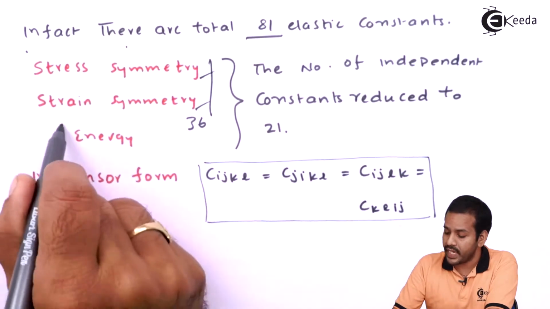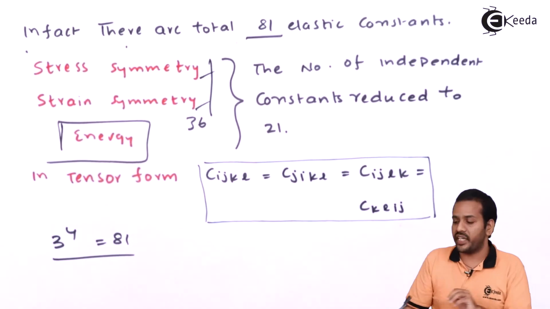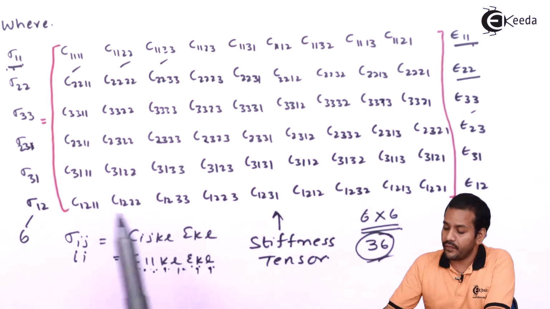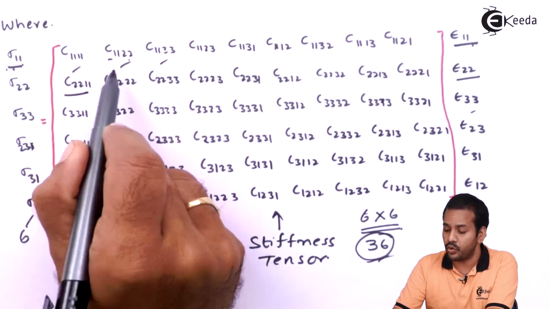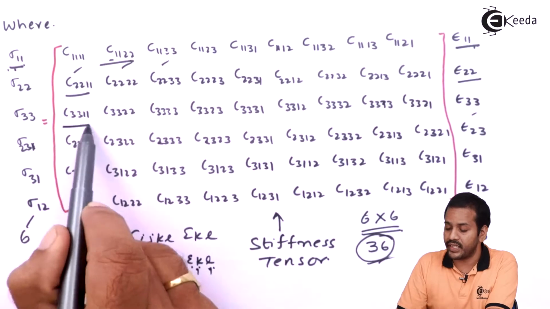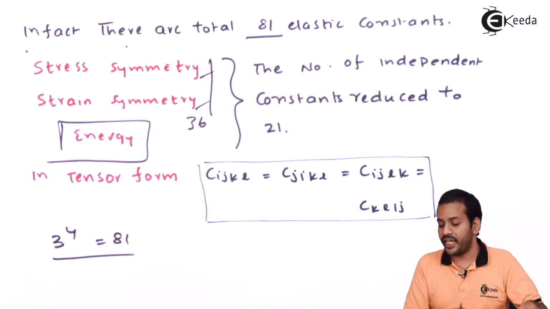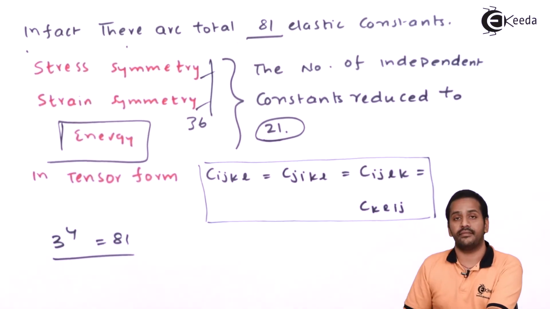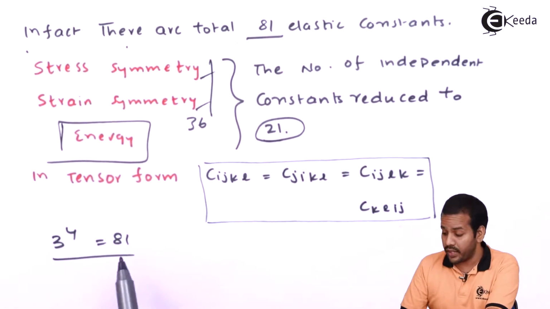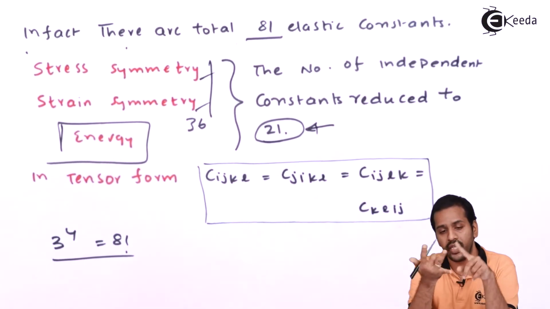Now, we also have this energy symmetry. Because of this energy symmetry, the C we got here is again symmetric. That is, C1122 is nothing but C2211, C1133 is C3311, and C1123 is nothing but C2311. Even these terms are symmetric. So finally, the number of independent constants is reduced to 21. From 81, we boil down to 21 components because of stress symmetry, strain symmetry, and energy.